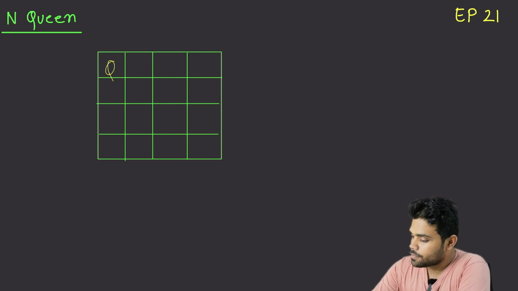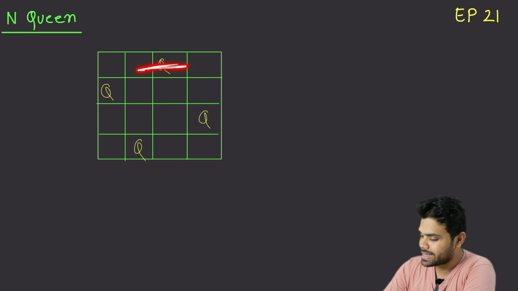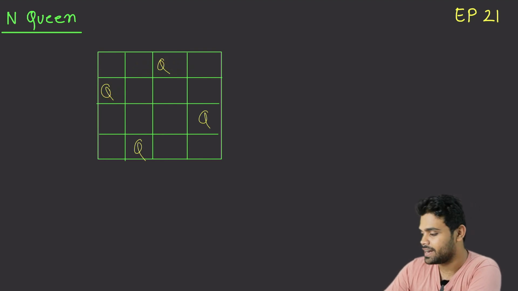Let me talk about a correct configuration now. So this will be a correct configuration, this one. Now here we have placed 4 queens and they are not attacking each other, right? This is not attacking any other queen, this is also not attacking any other queen. You can just verify it, you can pause the video and verify it.